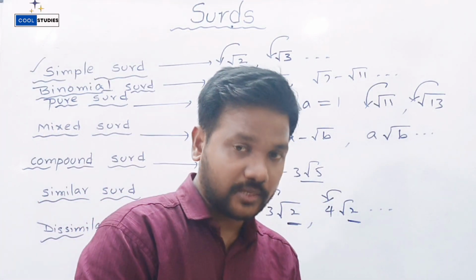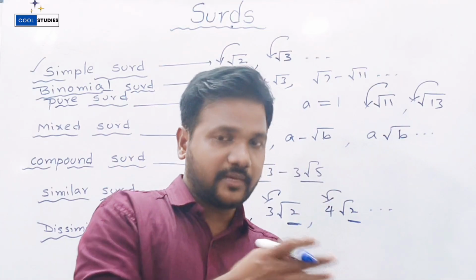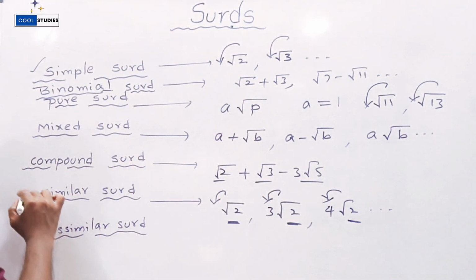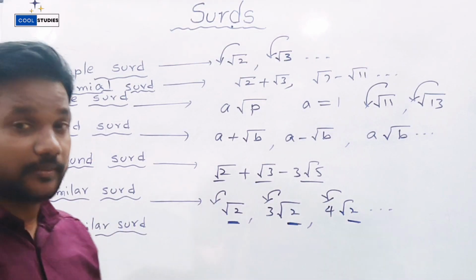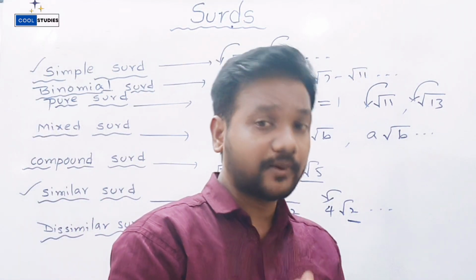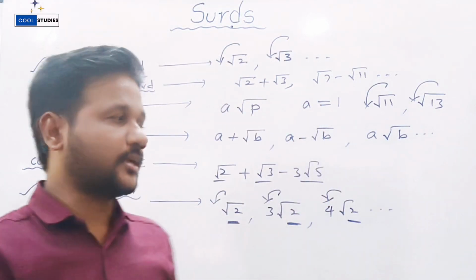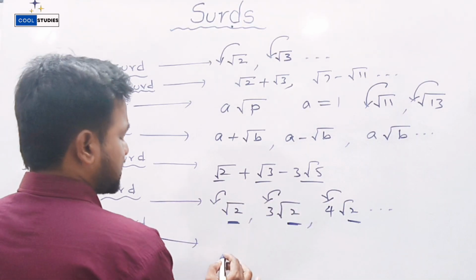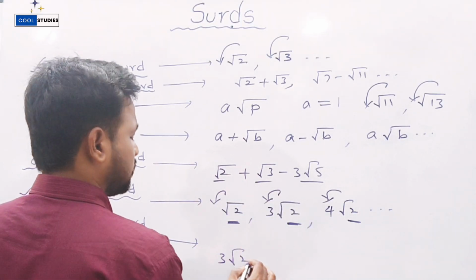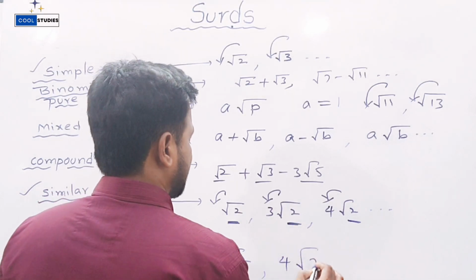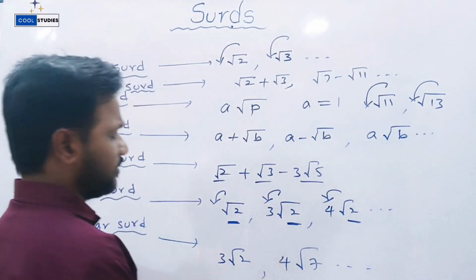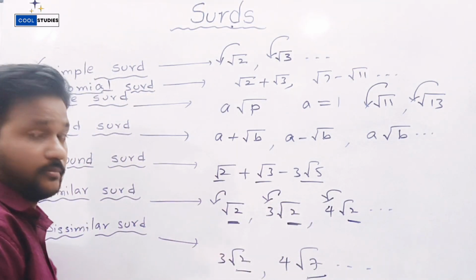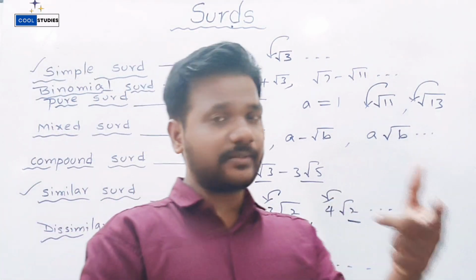If the surds are the same and their multiples are different, then we call them similar surds. Otherwise, dissimilar surds. Let us write an example: 3 root 2, 4 root 7 and so on. Here the surd is root 2, here it is root 7. Both are not the same. If both are the same, it is similar.